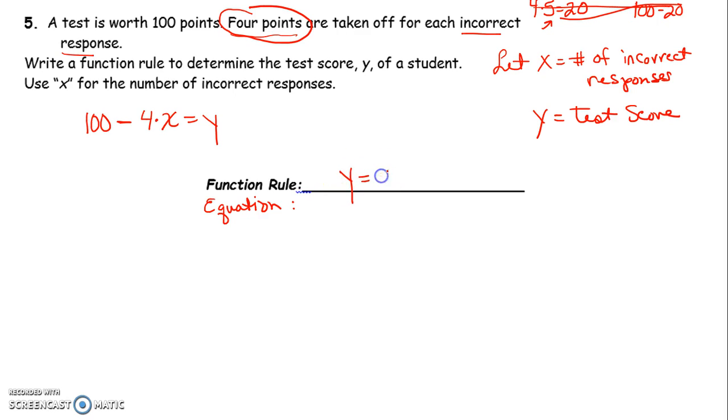So y will equal 100 minus 4 times x. That's all that your teacher's looking for. Take your total, subtract off however many points you lose out on, and get your test score.